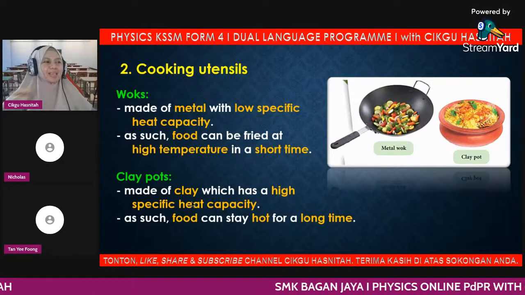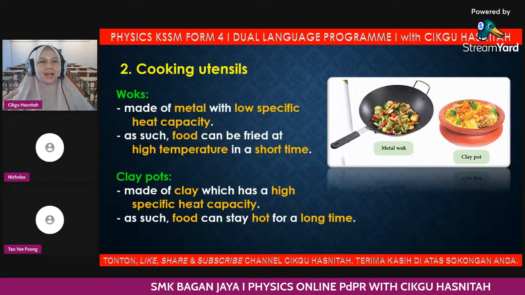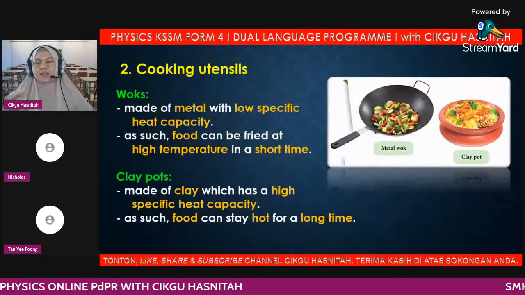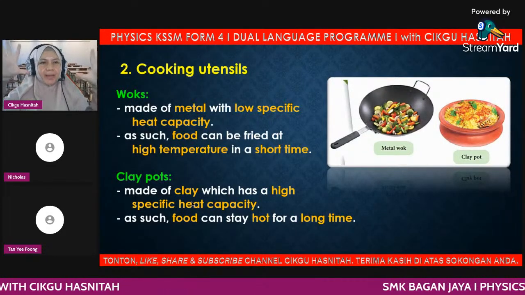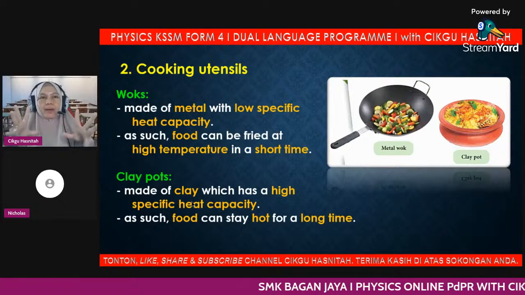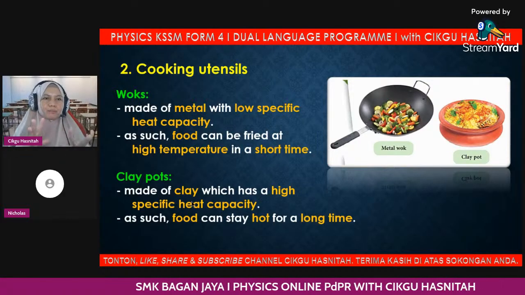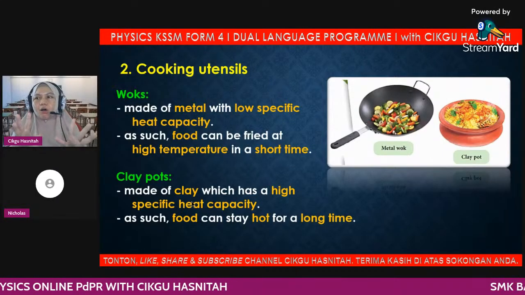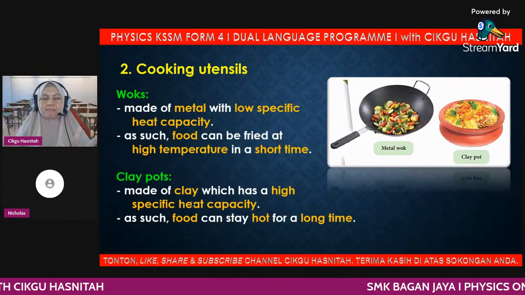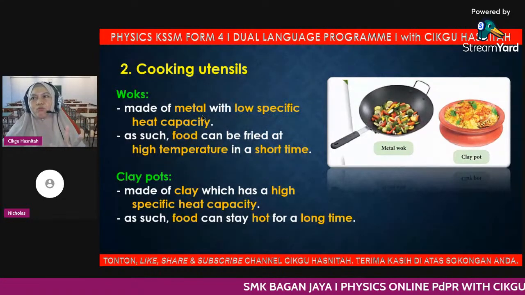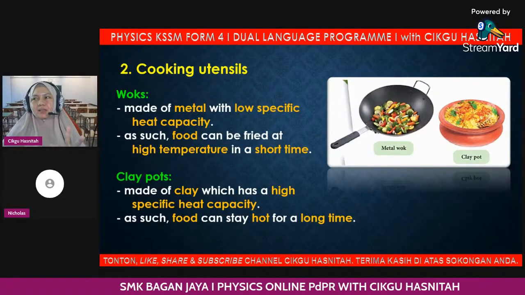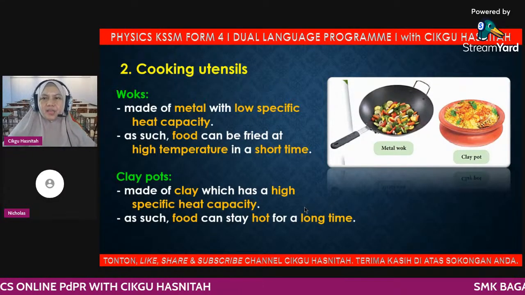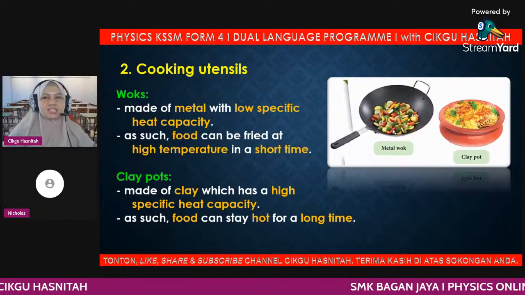Contohlah mak kamu masak pagi, dia masak bubur. Tapi dia nak petang, the bubur, the porridge is still in a hot condition. So once cooked, you can cook in a metal pot, you can cook in a metal wok, but if you want to keep it, you can keep it in a clay pot. So it will keep the porridge hot for a long period of time. That is the reason why the wok is made from low specific heat capacity and why the clay pot is made from a material with high specific heat capacity. Are you clear with me, students?